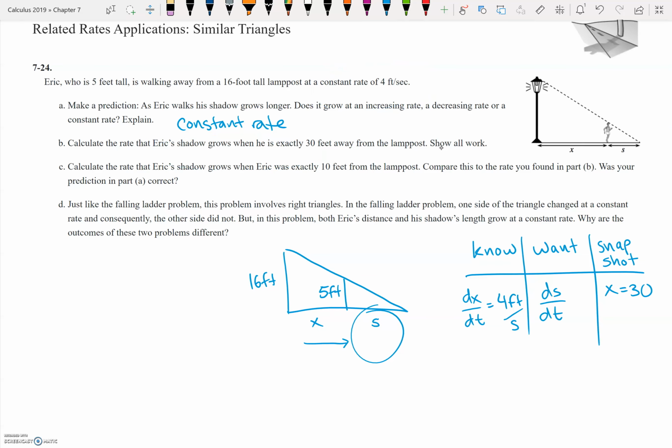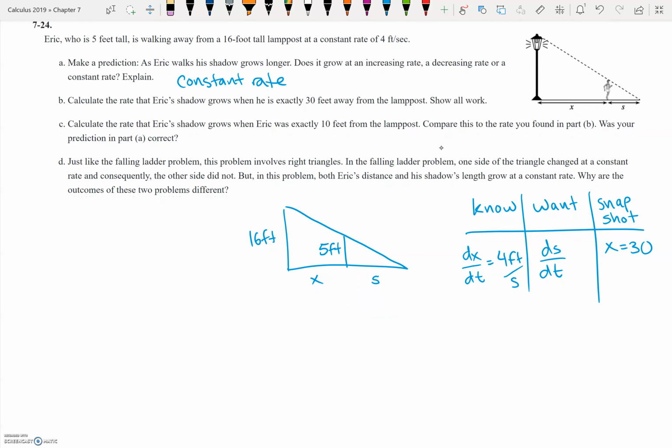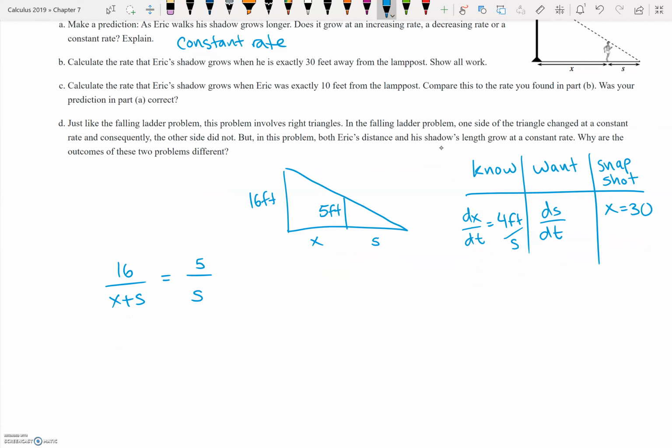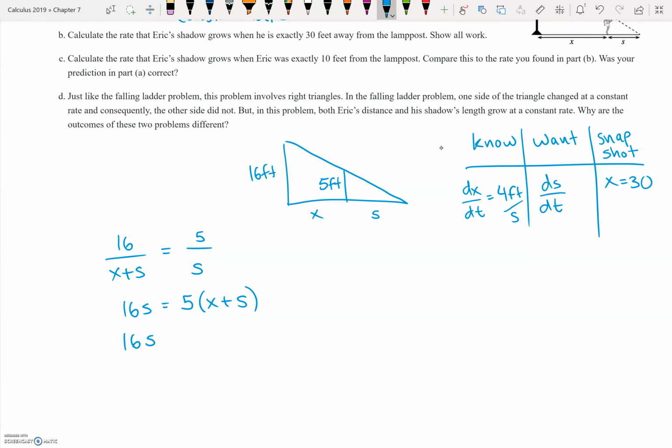So it may seem like we have a similar problem to the previous Pythagorean theorem problem. However, it's going to be a little bit different this time because we have similar triangles. And similar triangles, if you remember from geometry, we can have 16 over x plus s, our entire thing, equals our smaller triangle, which is 5 over s. If that's our equation we're going to start with, let's get the variables out of the denominator by cross-multiplying. It's kind of unfortunate that 5s look like s's, but bear with me here. So 16s equals 5x plus 5s.